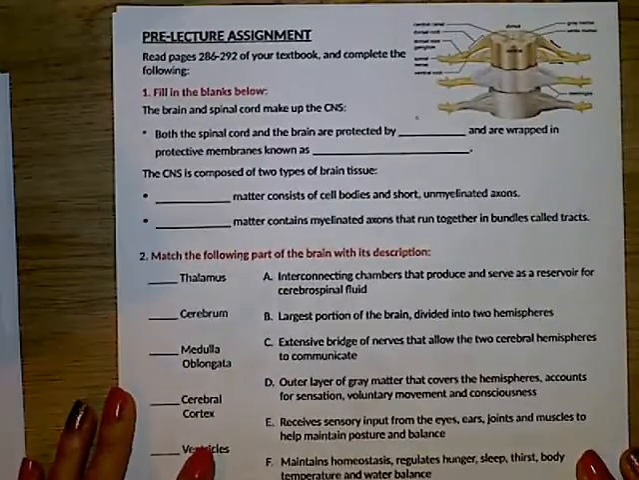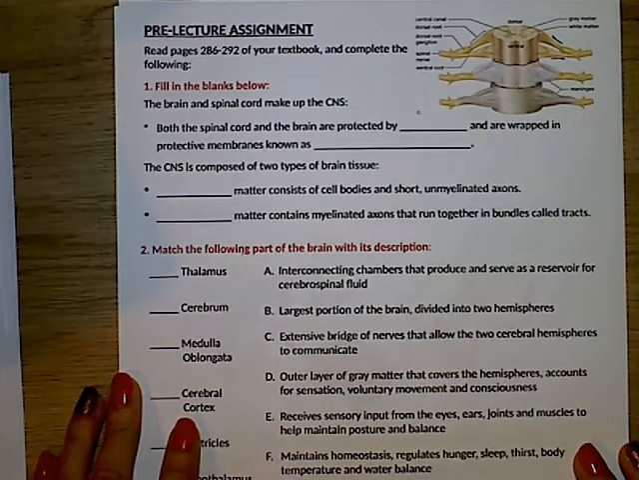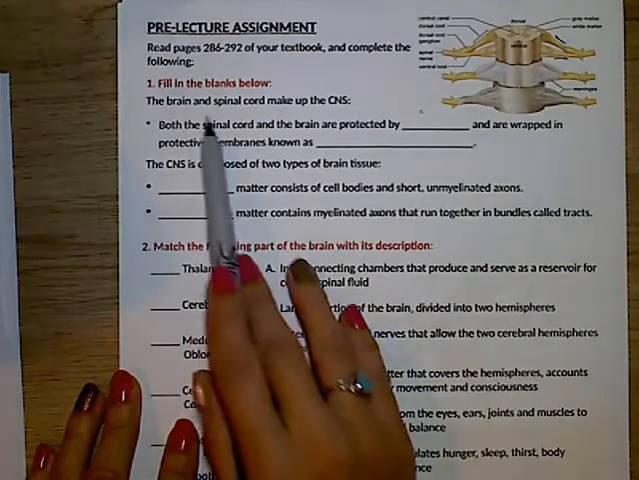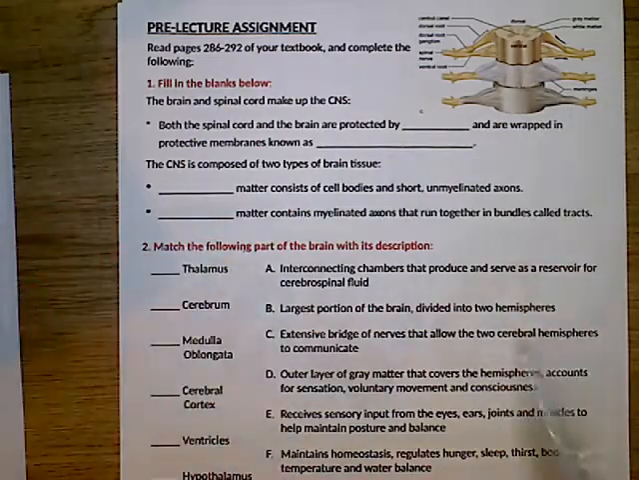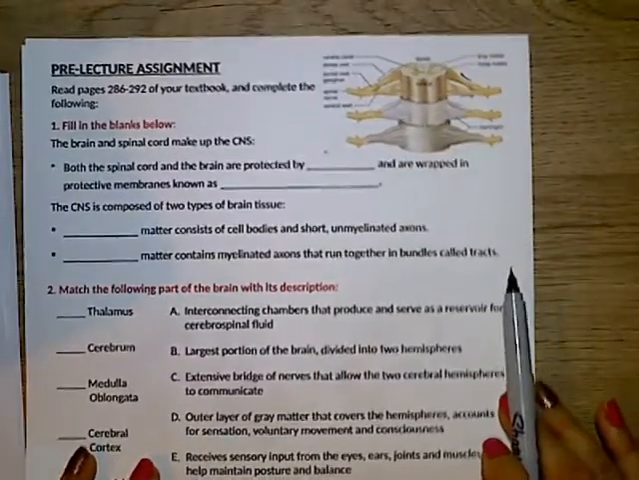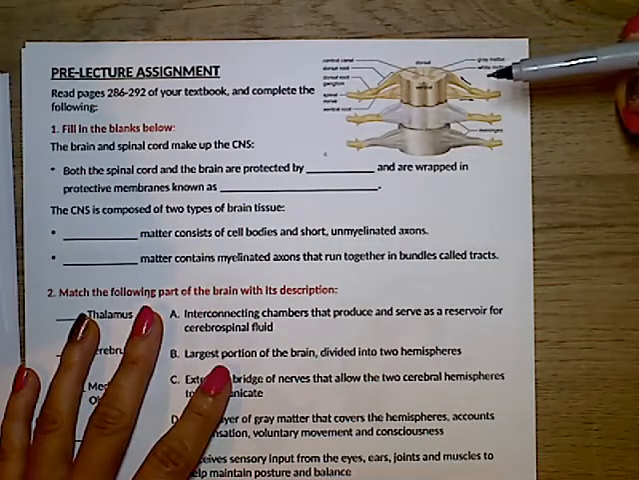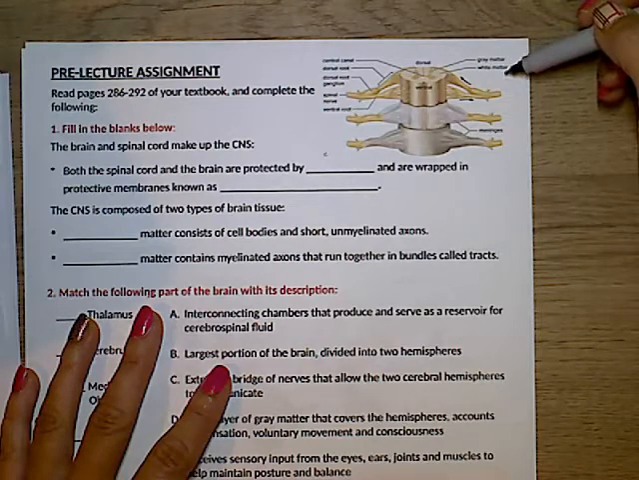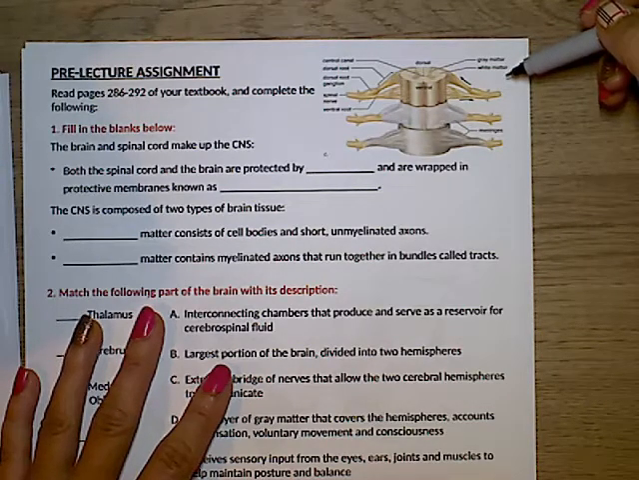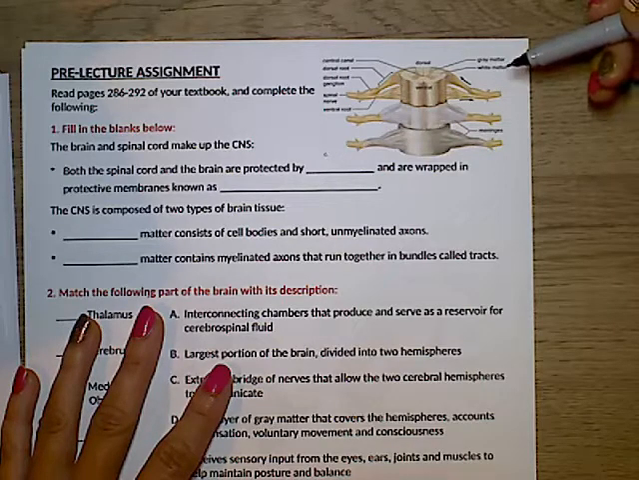Just to review from last time, we talked about the central nervous system, the CNS, which is made up of the brain and the spinal cord. And then you have the peripheral nervous system, which is everything on the outside of that. So here's a little portion of the spine. And remember, we have gray matter and white matter. And the white matter is the nerves that are wrapped in myelin, so they conduct action potentials faster.